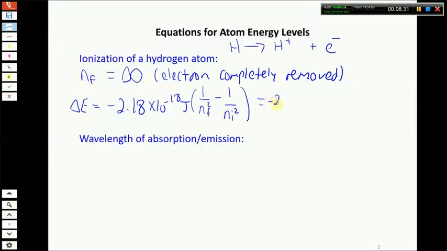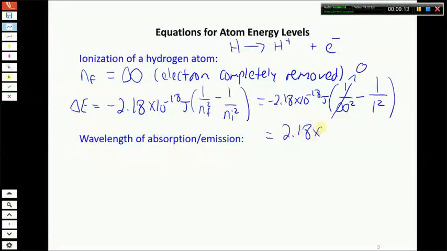And so what we get is minus 2.18 times 10 to the minus 18 joules times 1 over the final value of n squared, which is 1 over infinity squared, minus 1 over the initial value for starting in the ground state as we are here, 1 over 1 squared. Alright, and then those of you that have taken pre-calculus, which I think should be every one of you, they should have taught you what value does 1 over infinity, or 1 over infinity squared in this case, approach? 0. So this whole thing goes to 0. And what you're left with is just that constant but without the negative sign in front of it, 2.18 times 10 to the minus 18 joules.